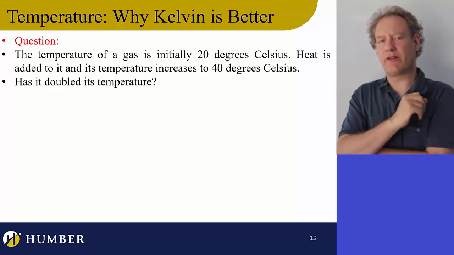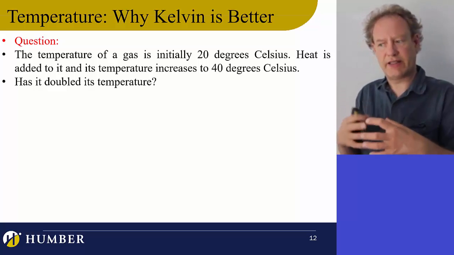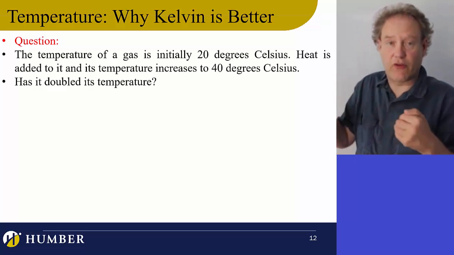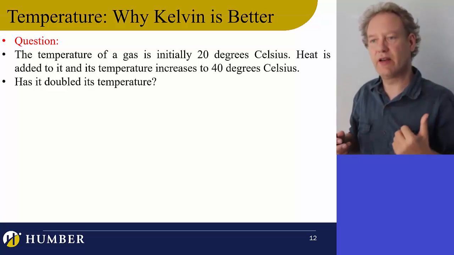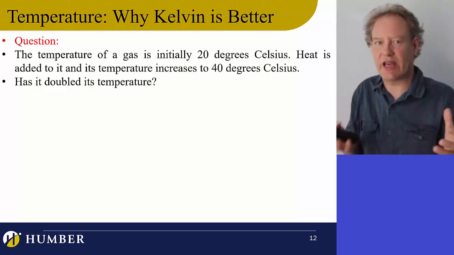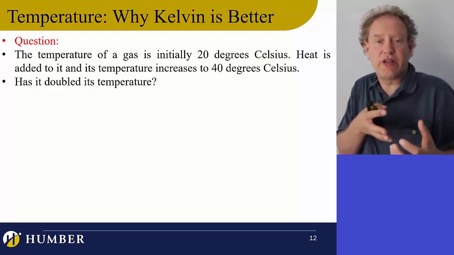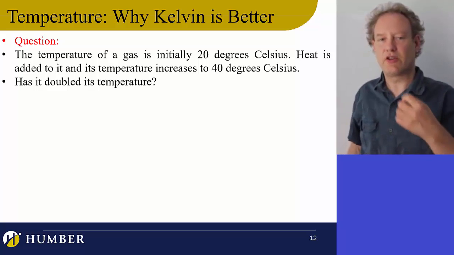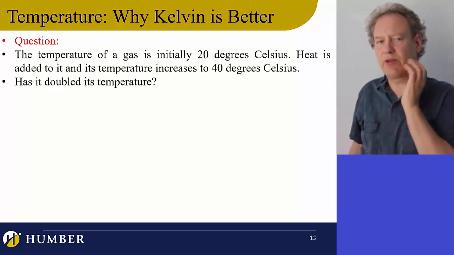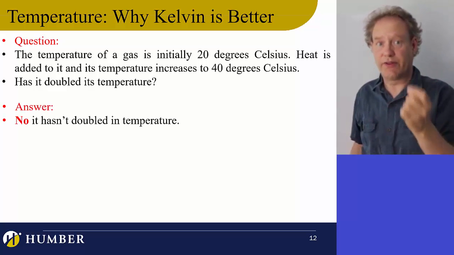Did we double the amount of heat in there? We added heat into the system until it went from 20 to 40. But did we double the amount of heat? Well, we doubled the number of the temperature. But remember, that temperature scale is relative to 0, which is actually still 0 degrees Celsius, and that still has a lot of heat in it. So the question here is, did we double the temperature? Well, the answer is no. We did not double the temperature.